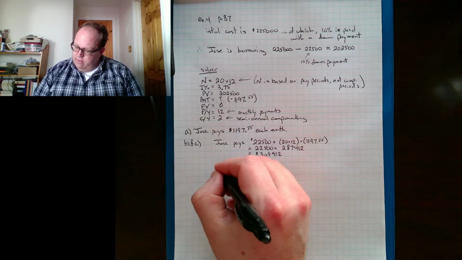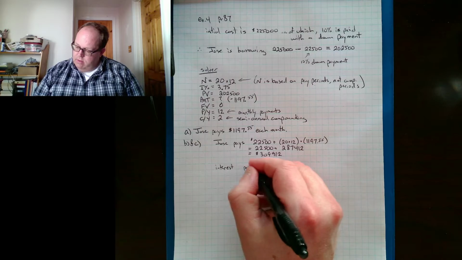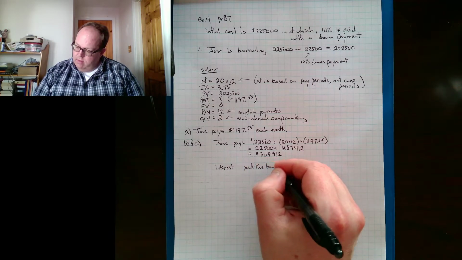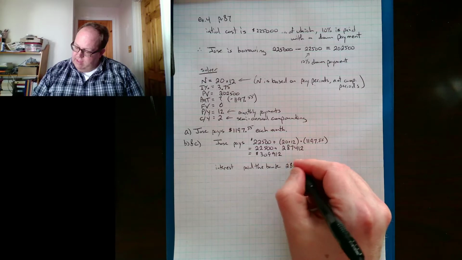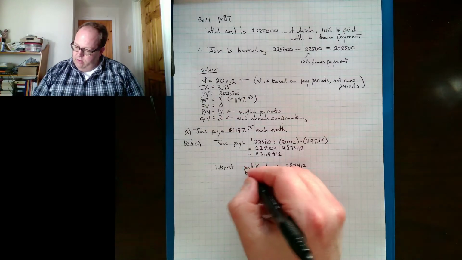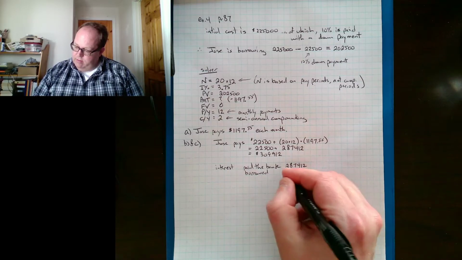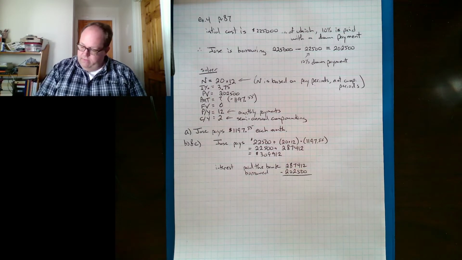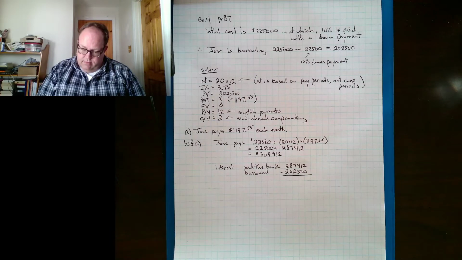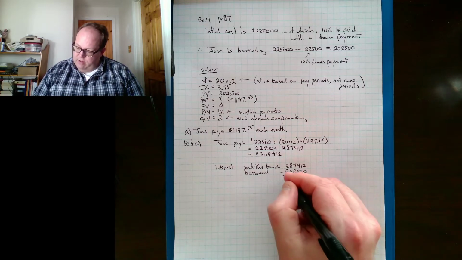And for interest, he paid the bank $287,412. He borrowed $202,500. So if I take the difference there, $84,912 in interest.